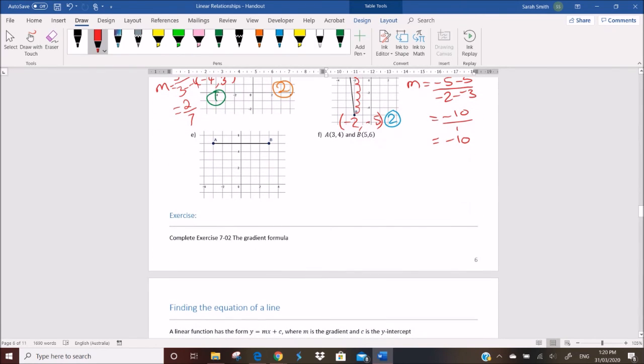Okay, our next one here, we have a horizontal line. So we automatically know that m is going to equal 0. If we did want to put it into our formula, we will have m equals our y value, which is 5 minus 5 divided by 3 minus 3. So we get 0 over 6, which again will just give us 0.